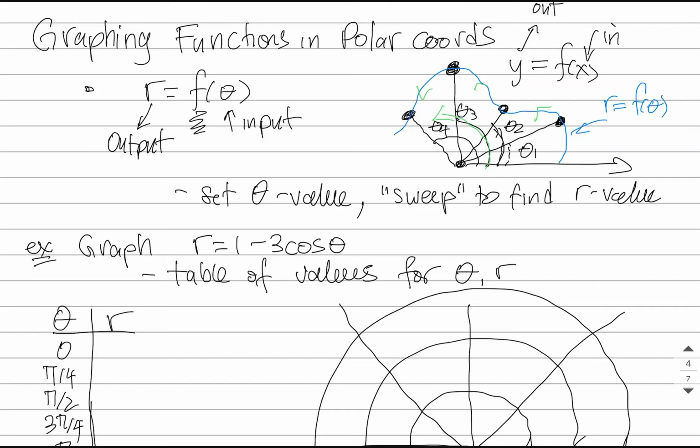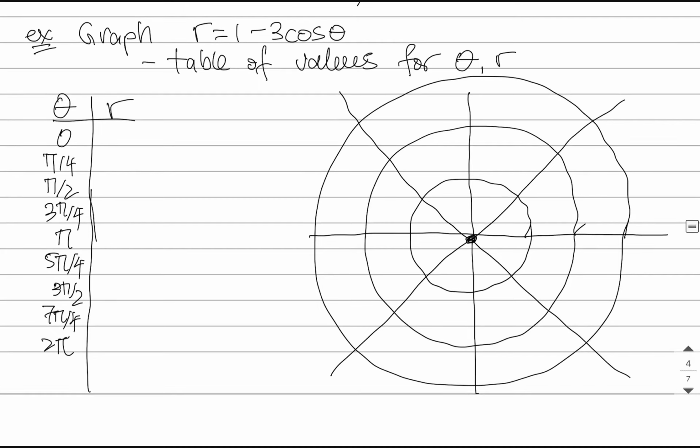So the best way to take a look at this is to just give an example. Here's an example: 1 minus 3 cos theta. We're going to build a table of values, and we're going to combine this with what we call polar graph paper. This is a polar graph. It's got radial values, rings for the radius, and then it outlines these common angle values: 0, pi over 4, pi over 2, 3 pi over 4, pi, 5 pi over 4, 3 pi over 2, 7 pi over 4, and then back to 0 or 2 pi.